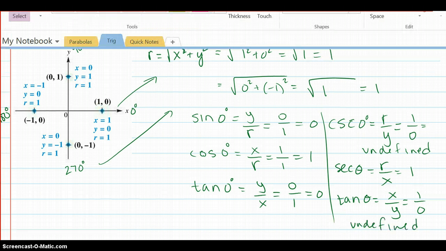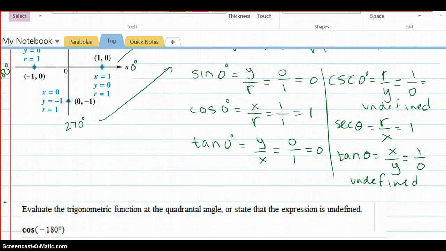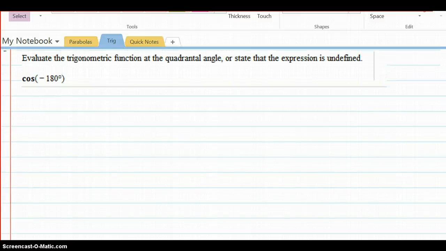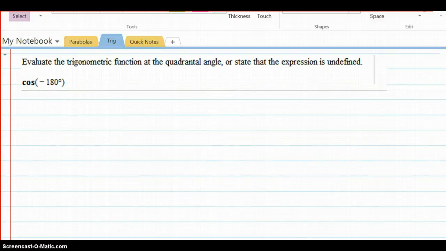So I'm going to end this lesson with a homework problem, which is a weird one. Evaluate the trigonometric function at the quadrantal angle, or state that the expression is undefined. So if it was one of those undefined cases I showed you before, you just state undefined. Okay, so I'm going to draw this. What does a negative angle mean? We haven't talked about that yet, in a video, at least.